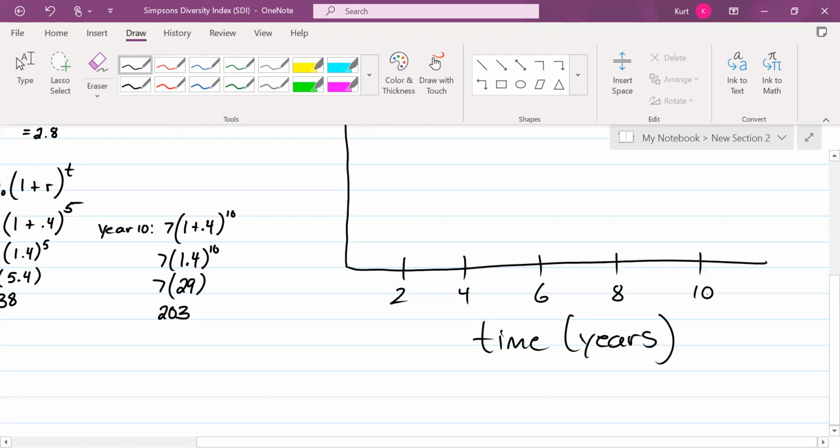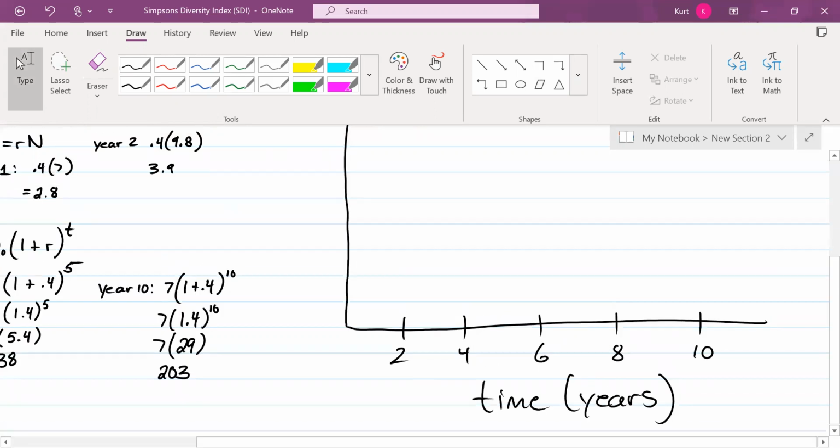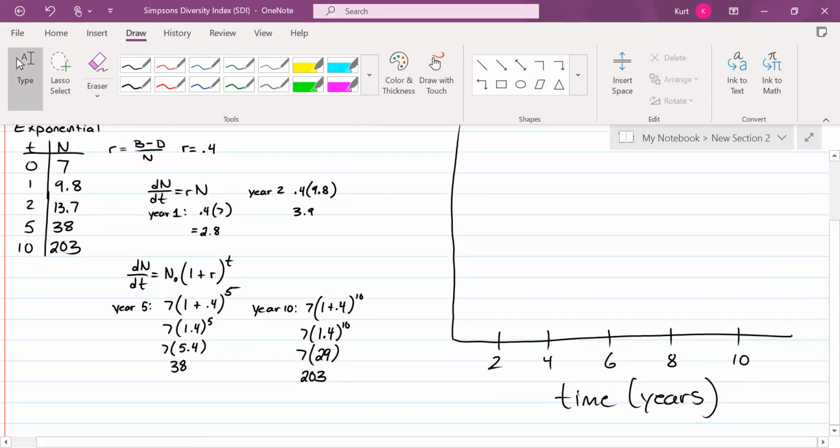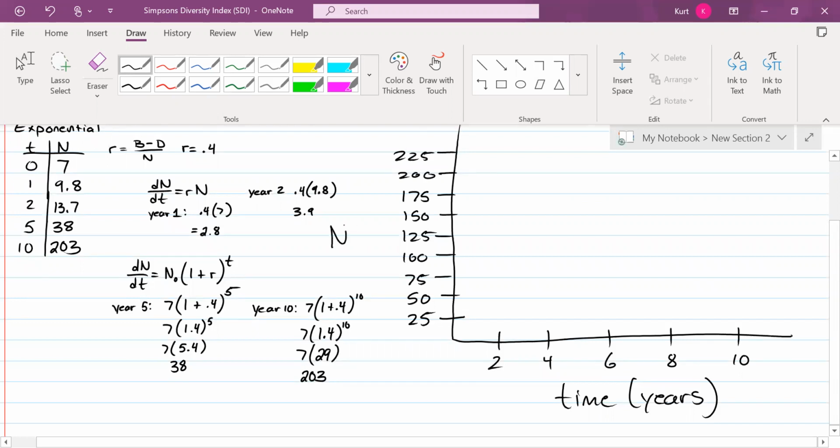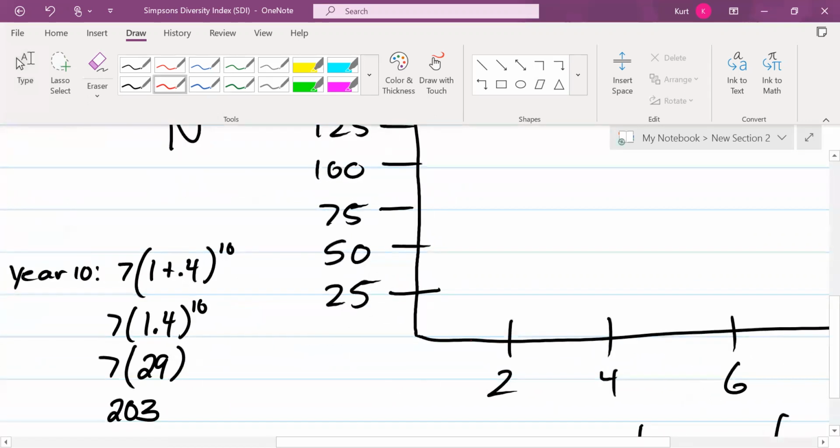Why did I choose to go by twos? Because I'm different. If you did 1, 2, 3, 4, 5, 6, 7, 8, 9, 10, that's fine. Everybody has their own preferences. That's fine. Just make sure it makes sense. And because I'm going all the way up to 203, I'm going to go by increments of 25 for my population. So 25, 50, 75, 100, 125, 150, 175, 200, 225, and that is going to be my population size, okay? You do that without your graph, you've already gotten some points. Very important stuff. So let's go on to graph this.